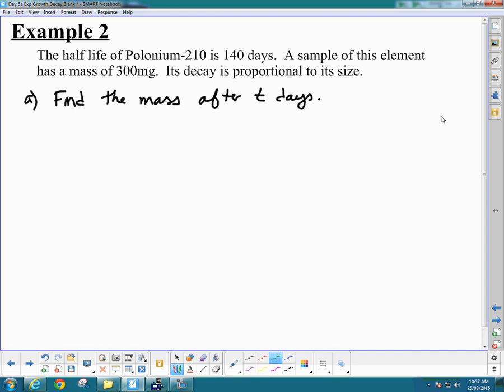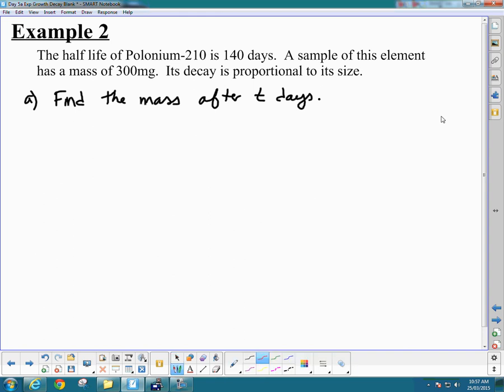A sample of this element has a mass of 300 milligrams. Its decay is proportional to its size. So again, that statement at the end tells us that this is the E function we're going to use. We have everything except the proportional constant. We need that K. That K is specific to each question. So we have to figure out the K, and we use a snapshot to do that.